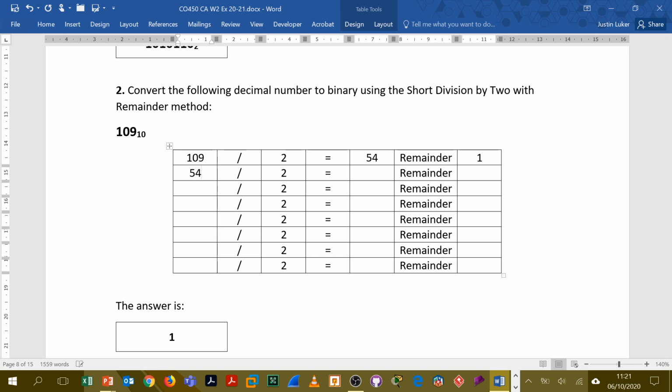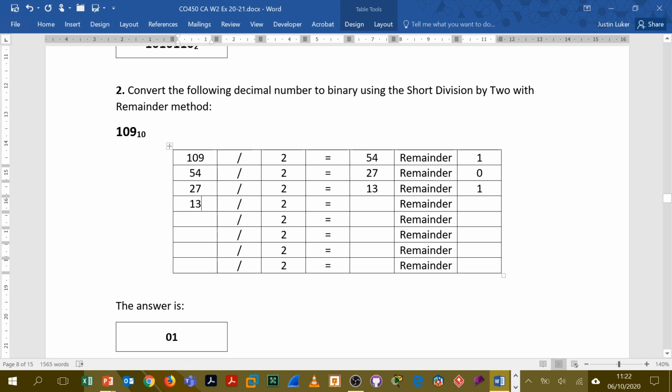So 54, divide that by 2. Now this, I know, is going to give us a remainder 0 because it's an even number. So I know that next bit is going to be 0. So 54 divided by 2 will give us 27. And 27, again, I know it's an odd number, so it's definitely going to give me a remainder 1. So if I think about it as like 26, then that's 13, isn't it? 13, remainder 1.